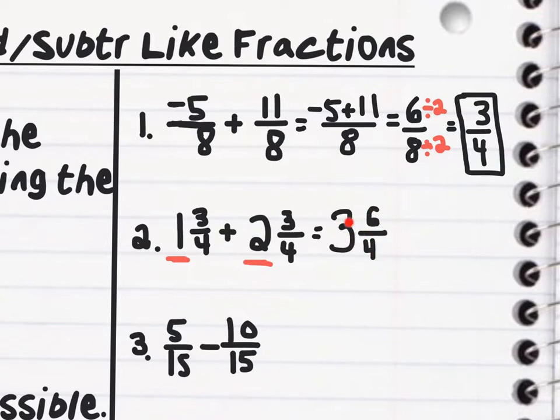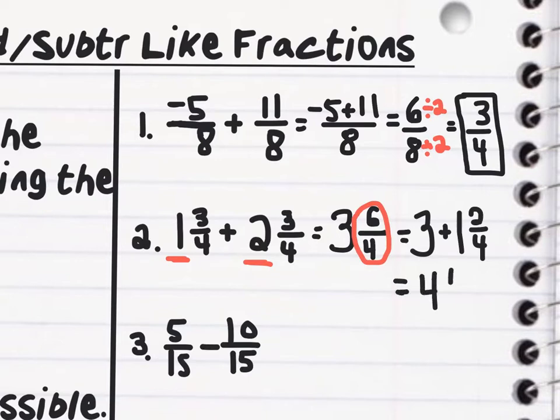So what we're going to do is we're going to take this fraction here, and we're going to make it a mixed number. So I'll just circle it like this. Okay, so 6/4 is the same as 1 and 2/4. So we're going to write it like this. We have 3 plus 1 and 2/4. We're going to add the 3 and the 1 together. And so here we're going to get 4 and 2/4, but for the 2/4, we're going to simplify it to 1/2. So now our answer is 4 and 1/2.